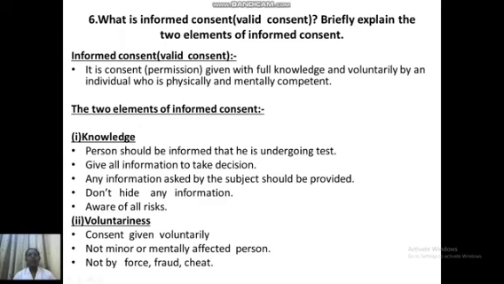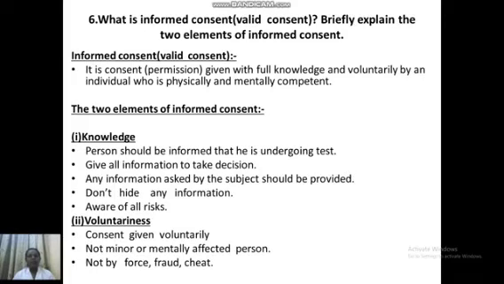Sixth question: what is informed consent or valid consent? Briefly explain the two elements of informed consent. Informed consent is consent, that is, permission given with full knowledge and voluntarily by an individual who is physically and mentally competent. The two elements of valid or informed consent are knowledge and voluntariness.